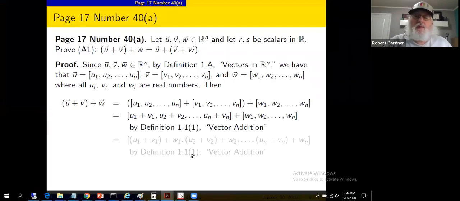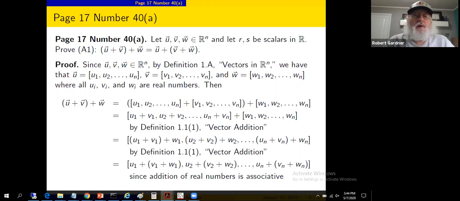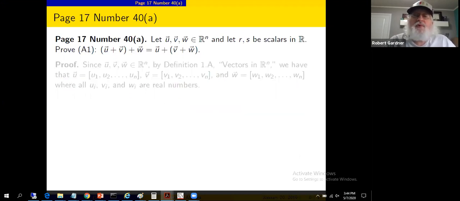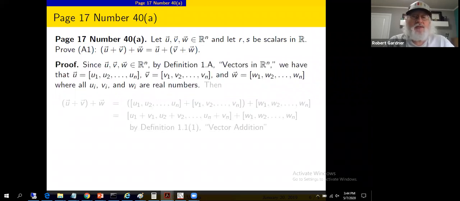Okay, in the supplements, we want to prove that for any vectors u, v, and w and r and s, any scalars, that was a setup in the theorem, though this only deals with the vectors, that if we add u and v first and then add w, that's the same as adding v and w first and then adding u in this sense. Okay, these vectors are from Rn. You know how you add vectors in Rn. You add them component-wise because that's a definition.